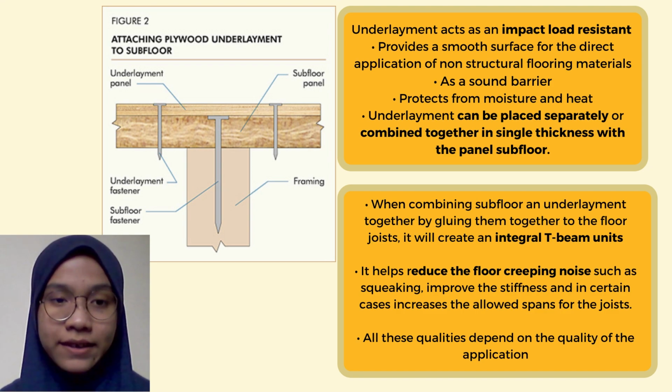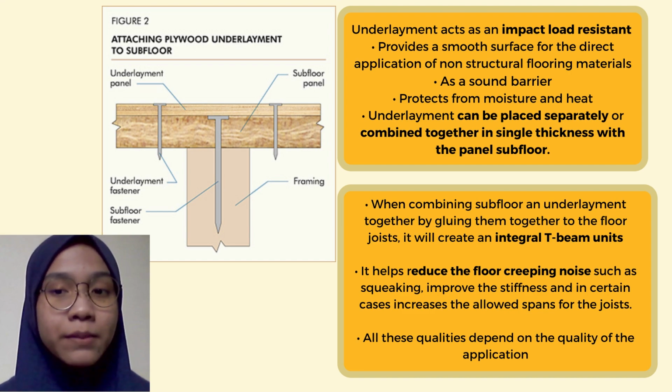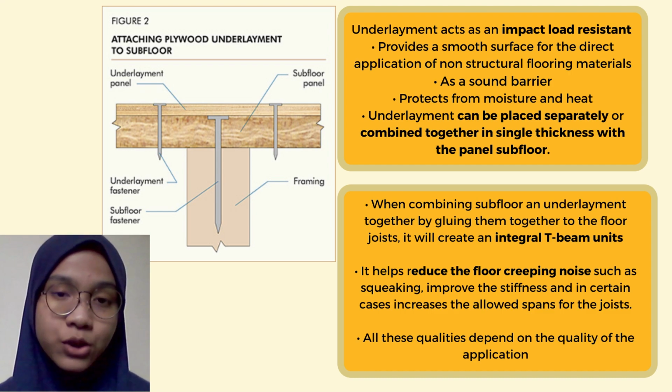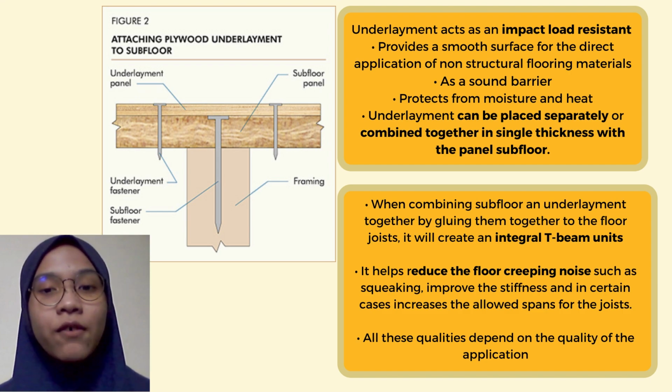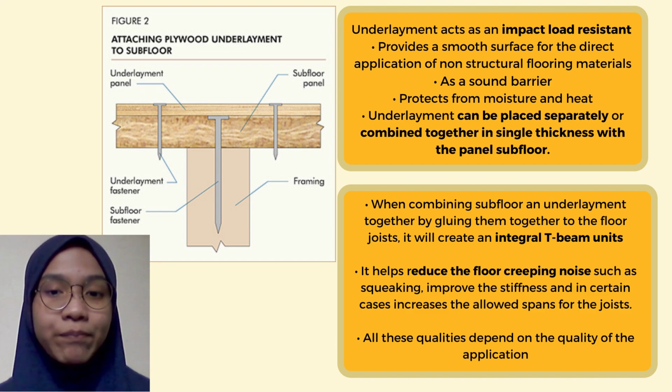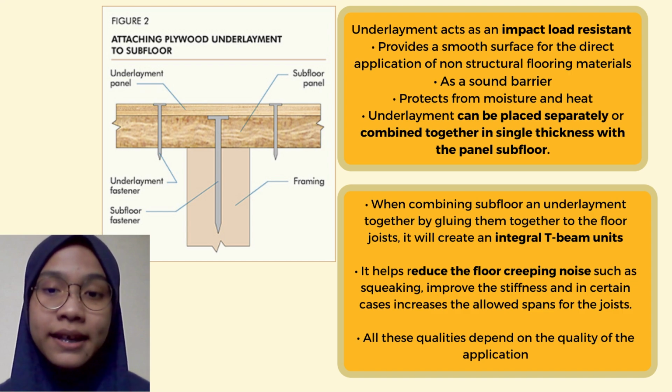So the first one is the underlayment, which acts as an impact load resistance and provides a smoother surface for direct application of non-structural flooring materials. It also acts as a sound barrier, so it wouldn't be as loud as the subflooring, and protects from moisture and heat. The underlayment can be placed separately or combined together in a single thickness with the panel subfloor.